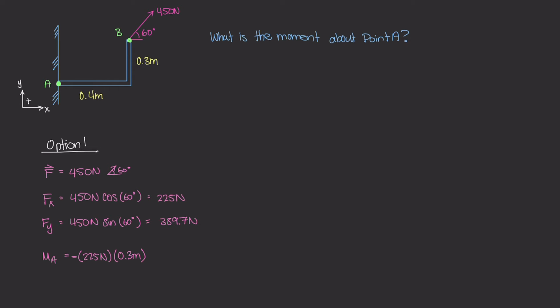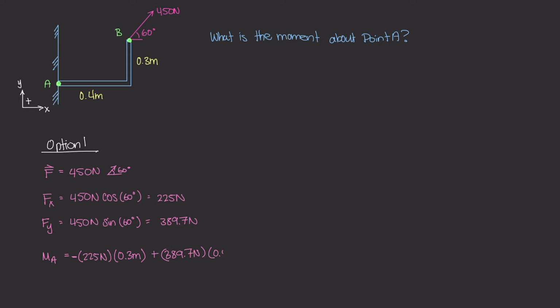Okay, how about the y component? So the y component is this, and it's going to cause a moment in this direction. So in this case, it's causing a counterclockwise moment, and counterclockwise is positive. So this is going to be plus 389.7 newtons, and that's just the y component, right? Times the perpendicular distance from this force's line of action, and that is simply 0.4 meters.